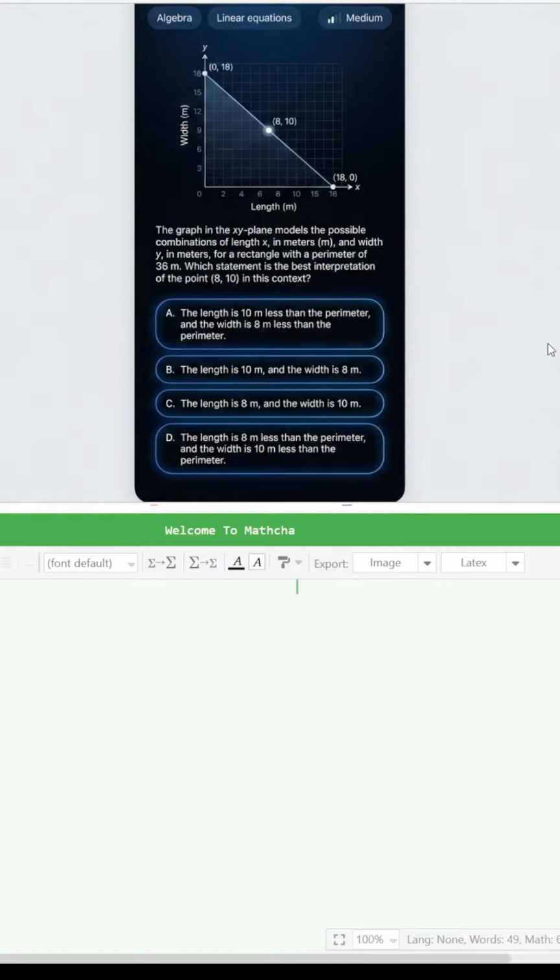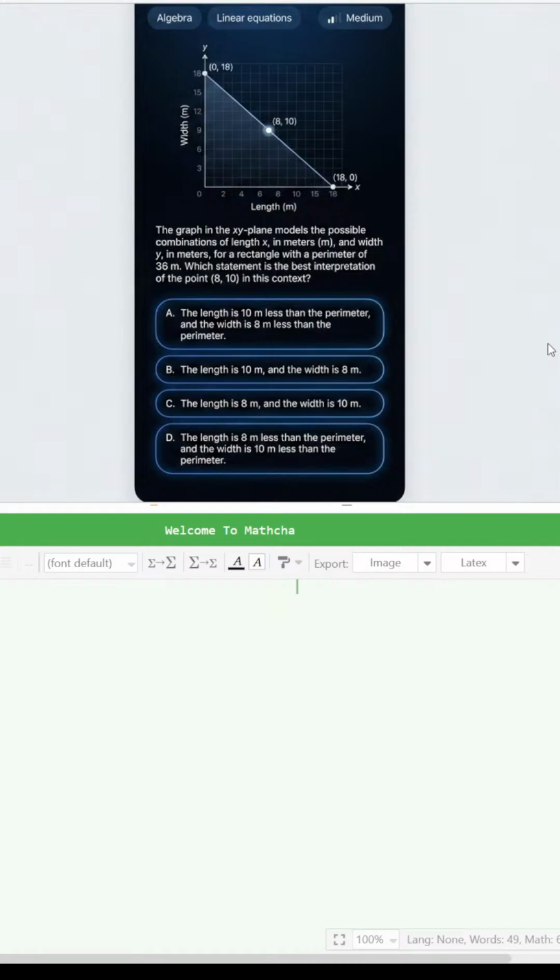So for a rectangle with perimeter 36 meters, the length and the width can vary like the graph shown. So length is given in the x-axis and width is given in the y-axis. So you can see that if length is 0, then width is 18, and if width is 0, the length is 18. So those are the extreme conditions. Then 8, 10 is the point where the length is 8 and the width is 10. So we have to see which of the following statements is true for the point 8, 10.